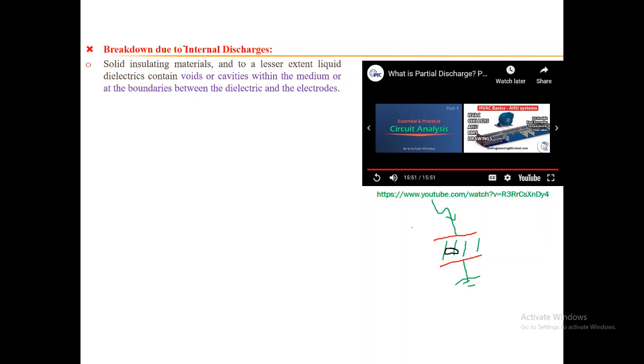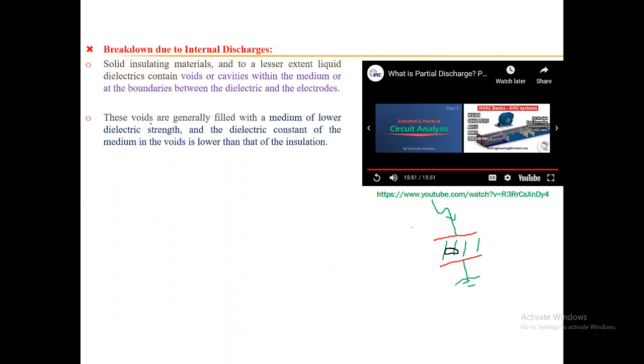Okay, so we cannot say that insulating materials are always perfectly designed and pure and do not contain any kind of impurity. So ultimately we need to consider them as an impure dielectric material, and impure itself indicates some amount of voids or cavities within the medium or at the boundary layers between the dielectrics and the electrodes. So let us assume that this dielectric consists of a very narrow crack filled by air in its design.